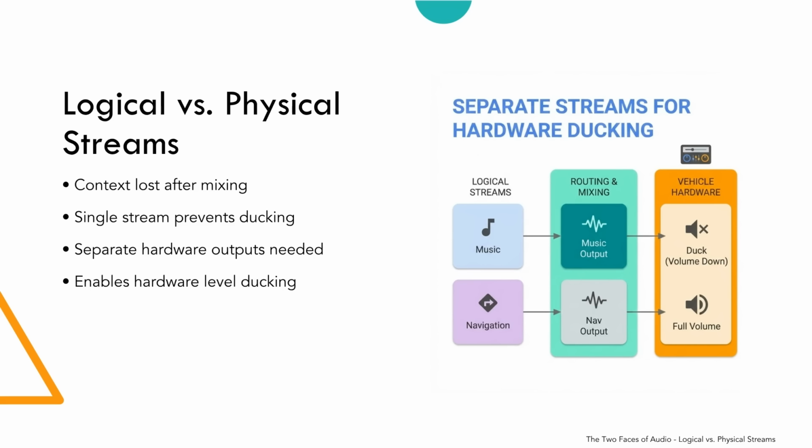To enable proper ducking, logical streams must be routed to different hardware outputs. Each output reaches the hardware through a separate physical stream. This allows the vehicle hardware to selectively reduce music volume when navigation speaks.